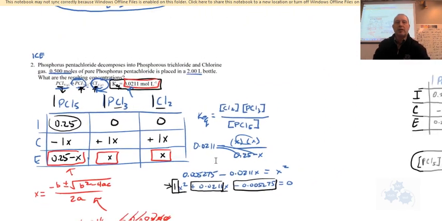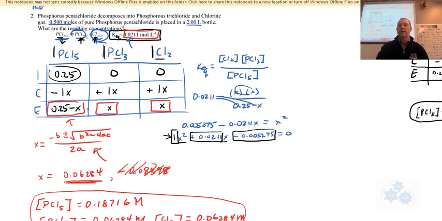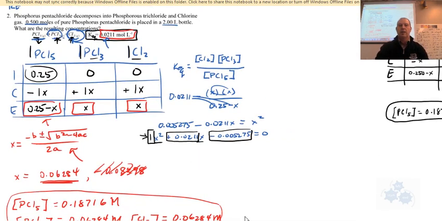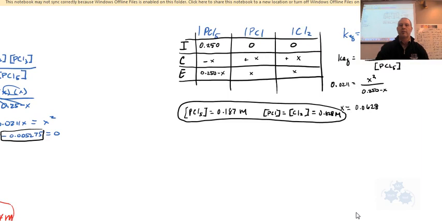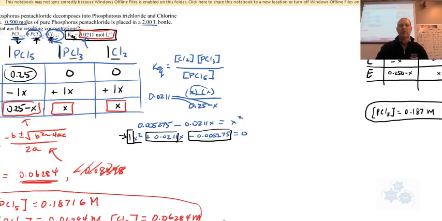So here's the question and the answer, and it looks like, oh, look at that. I was pre-prepared. Oh, is this the same answer? Sort of. 0.06284-ish.